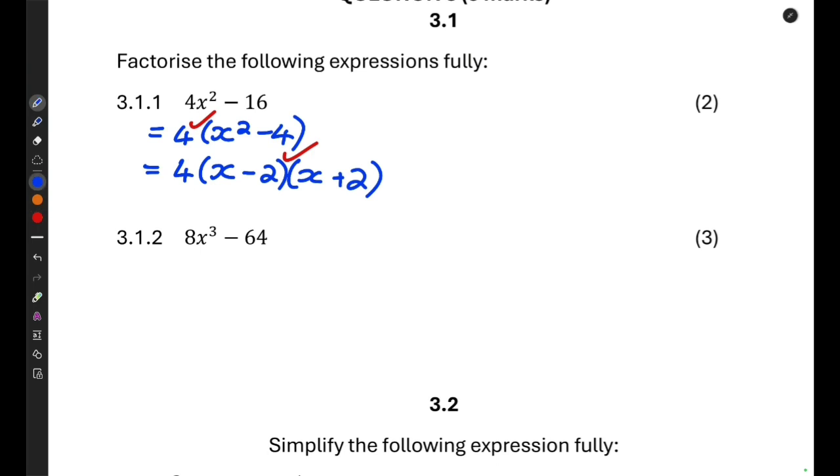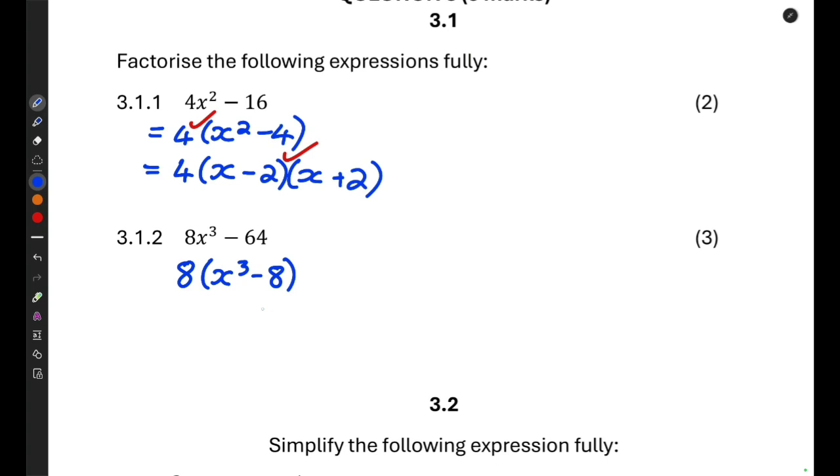With the next one, again, check if there's a highest common factor. There is, so I'm going to take out 8, and I'm left with x cubed minus 8. Now I need to check how many terms are there in the bracket. There's 2, so I immediately go for difference of squares, but I'm hitting a little bit of a problem. There's a cube, and I can't square root a cube number.